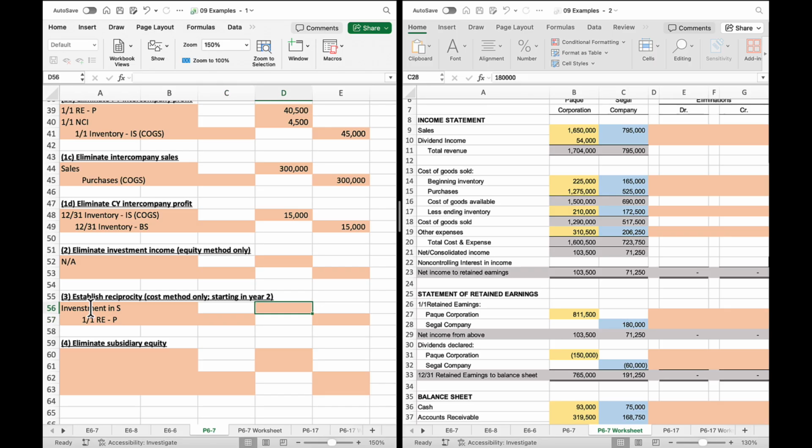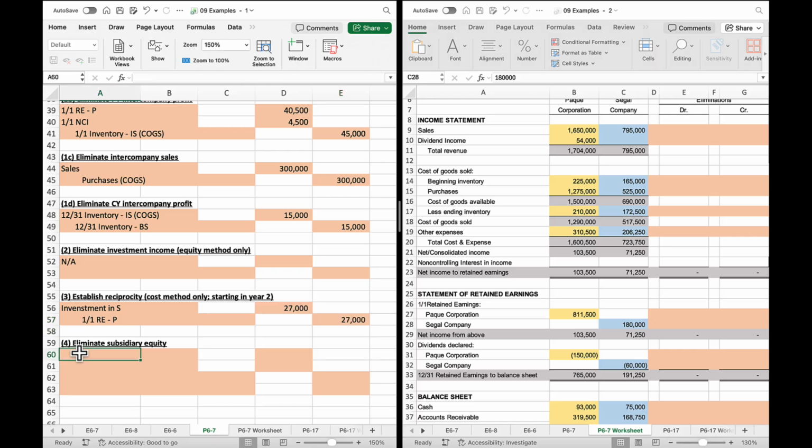Then we are going to calculate the amount, which is going to be the parent's ownership percentage, which is 90%, of the difference between these two numbers. I'm just going to type them in instead of linking them, but that's the $180,000 that we just saw on our statement of retained earnings minus the $150,000 that we saw on our CAD. So that's going to be $27,000.